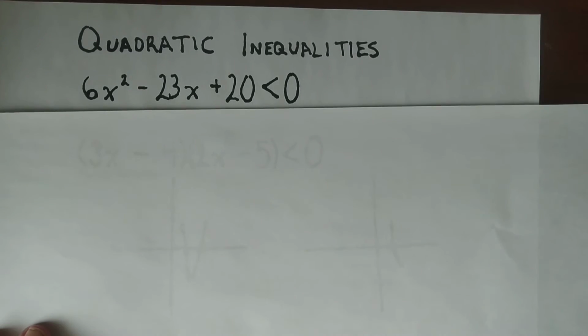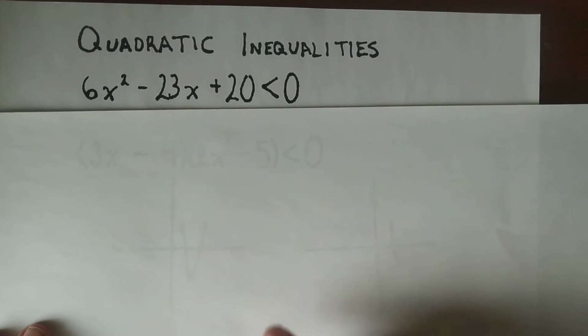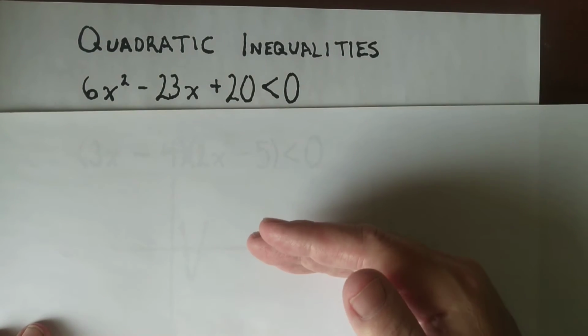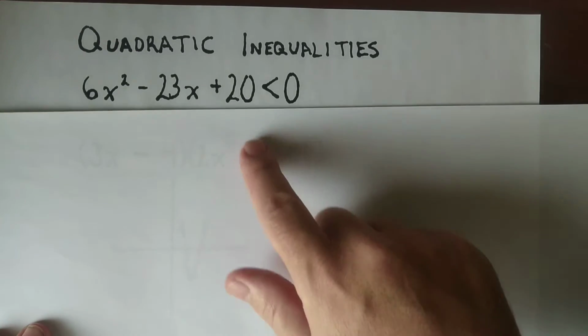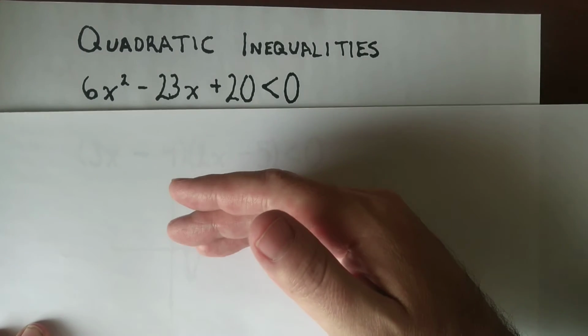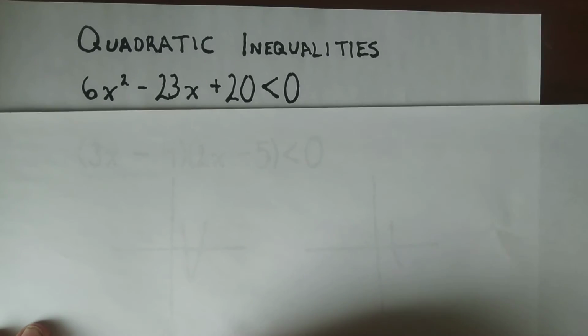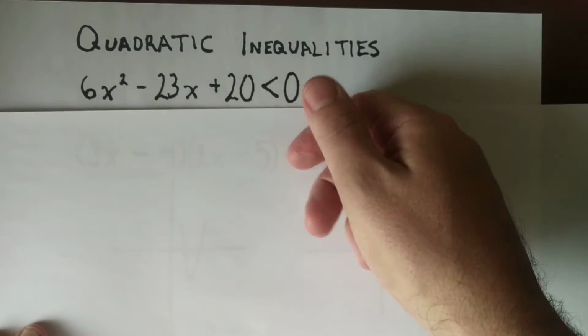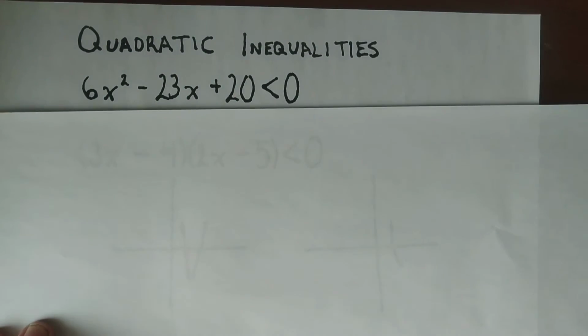And as you know, the 0 represents the x-axis. So it's saying find all the values of x where the parabola is below the x-axis in this instance. Sometimes it's going to be greater than. I'm going to show you an example where that's the case.